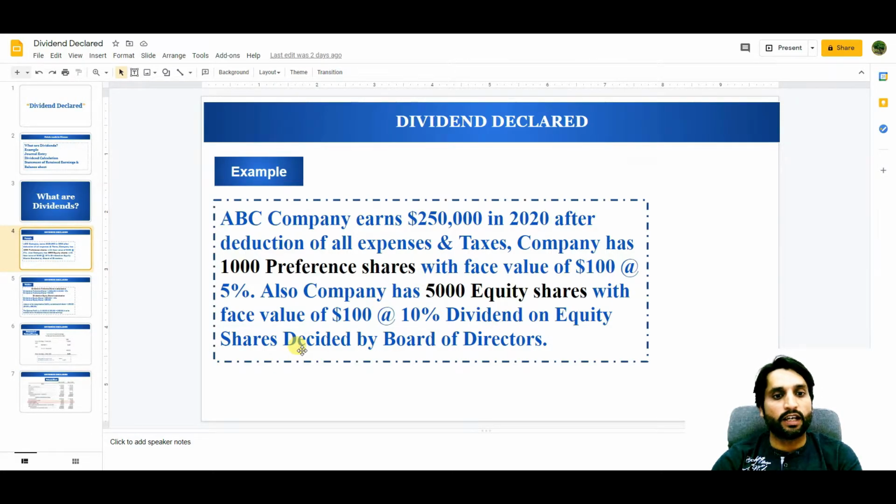So the dividend on equity shares is decided by the board of directors. They will see if there is enough profit or sufficient funds available. They will pay dividends first to the preference shares, and after that to the equity shares. So when these dividends are not paid, they become a liability of the company. So let's move further.